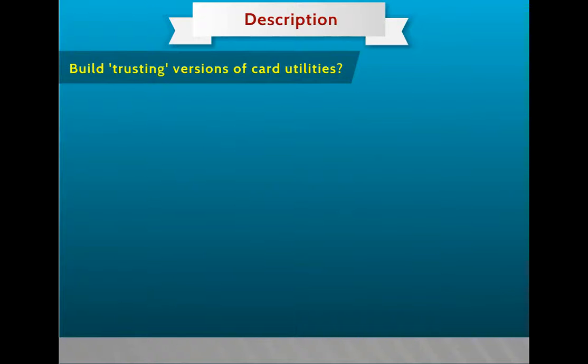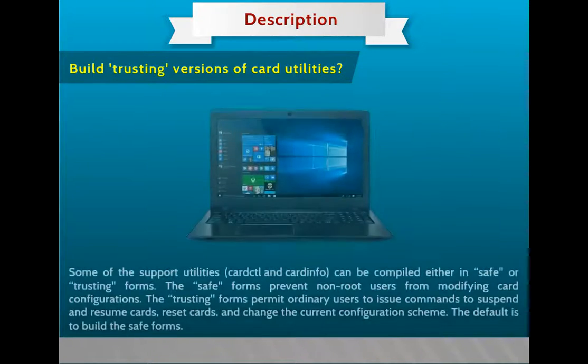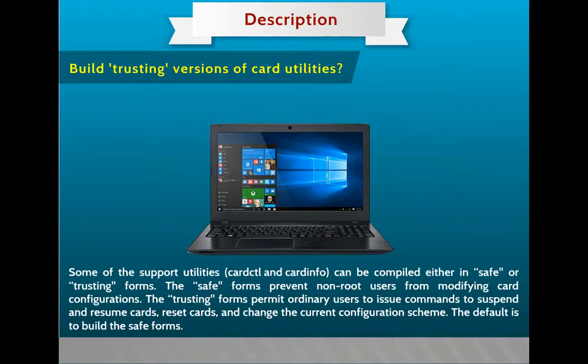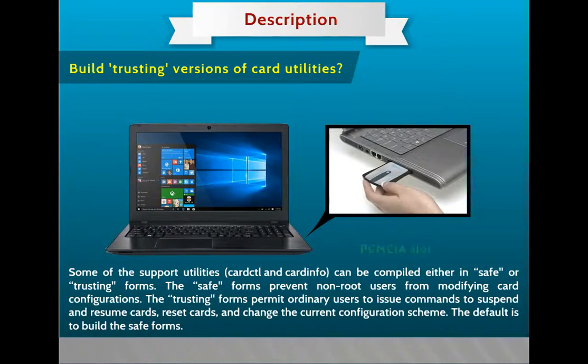Build trusting versions of card utilities. Some of the support utilities, that is cardctl and cardinfo, can be compiled either in safe or trusting forms. The safe forms prevent non-root users from modifying card configurations. The trusting forms permit ordinary users to issue commands to suspend and resume cards, reset cards, and change the current configuration scheme. The default is to build the safe forms.